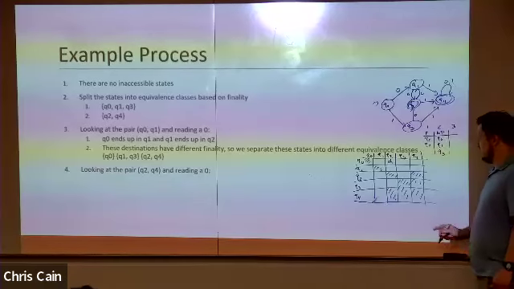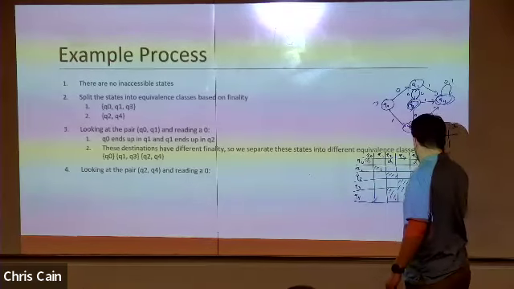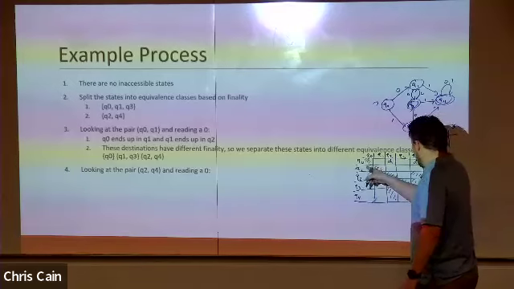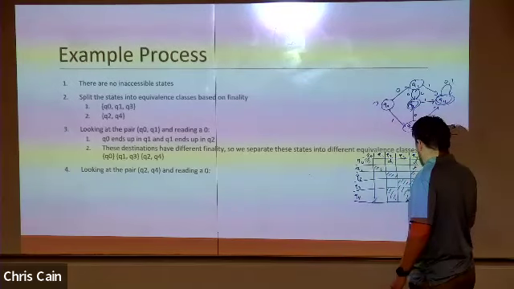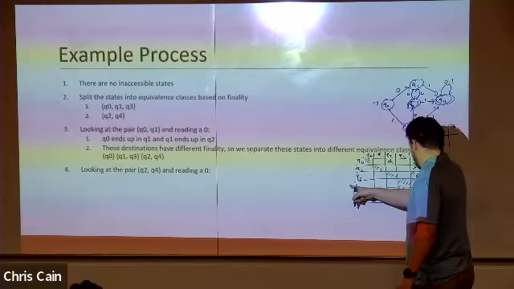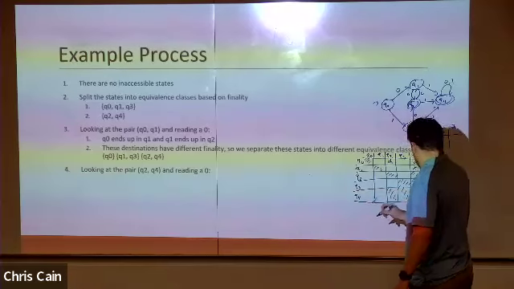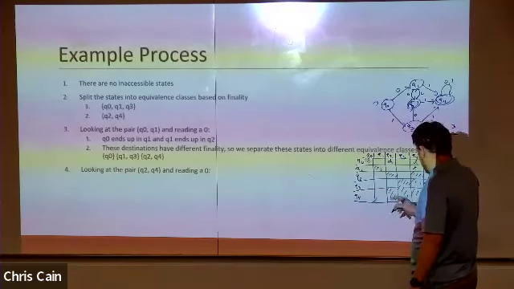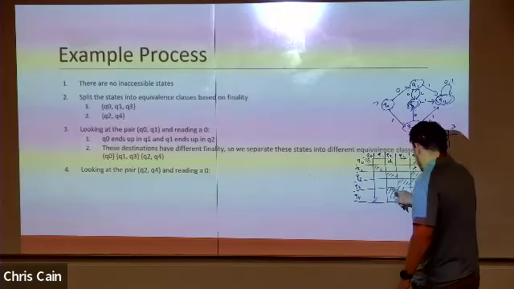Q0 and Q2 are distinguishable. Q0 and Q4 are distinguishable. Q1 and Q4 are distinguishable. And Q3 and Q4 are distinguishable. We should have done it this way, not that way.